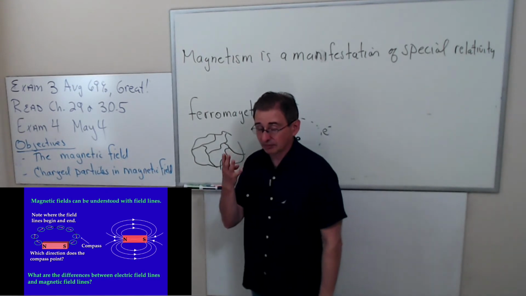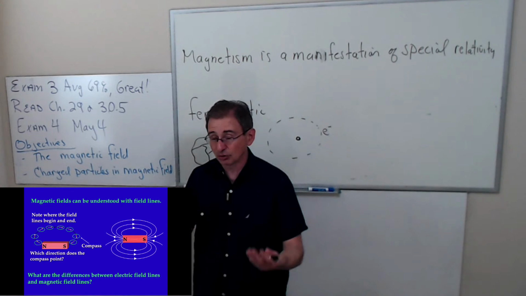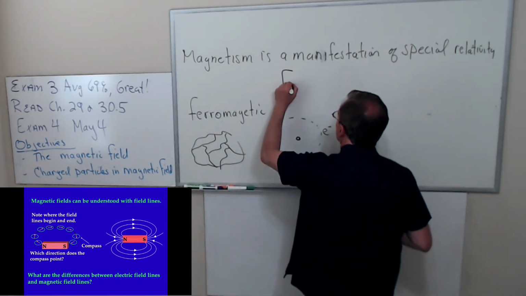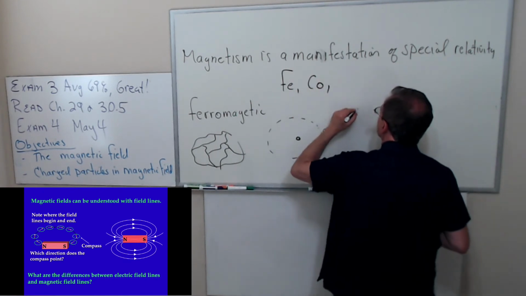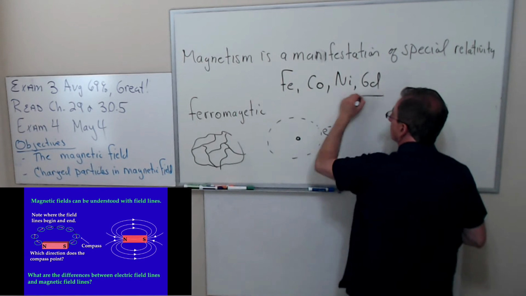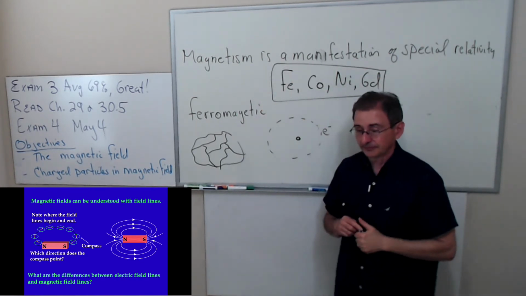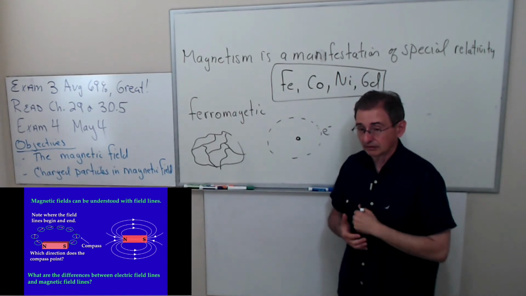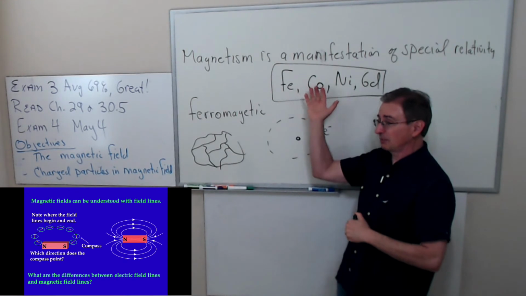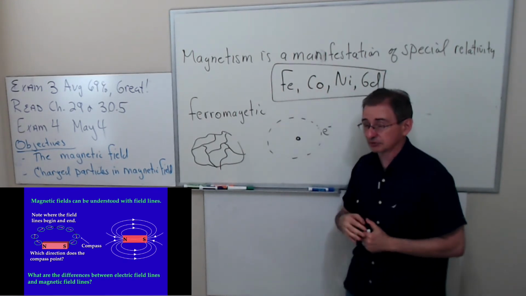And it turns out there's only 4 elements in the periodic table with which we can actually do that. There's iron, cobalt, nickel, and gadolinium. These materials can make permanent magnets. Okay, you can make them into permanent magnets. You still got to work with them to make them permanent magnets. But these 4 you can make permanent magnets with them.